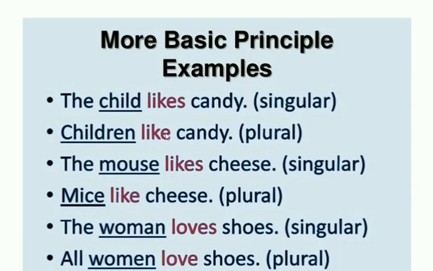The child likes candy. Child is singular, so we added s here. Children like candy. Children is plural, so we did not add s here. The mouse likes cheese. Mouse is singular, so we added s. Mice like cheese. Mice is plural, so we wrote like, no s here.